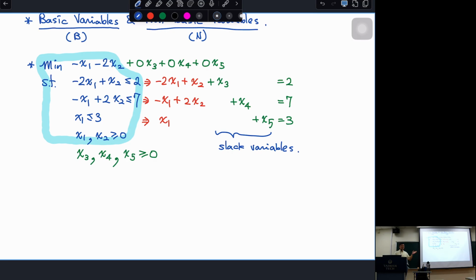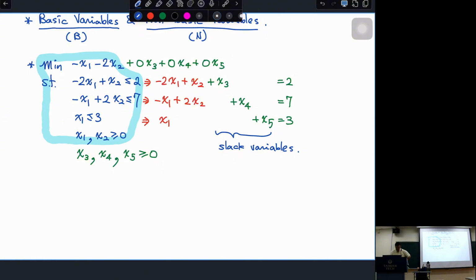x3, 4, and 5 are here just to make this general format be written as a standard format of linear programming. The purpose is only for linear programming. Okay? Now, by the way, in the exam, you need to solve by hand. So this is the chance for you to just understand what's going on.